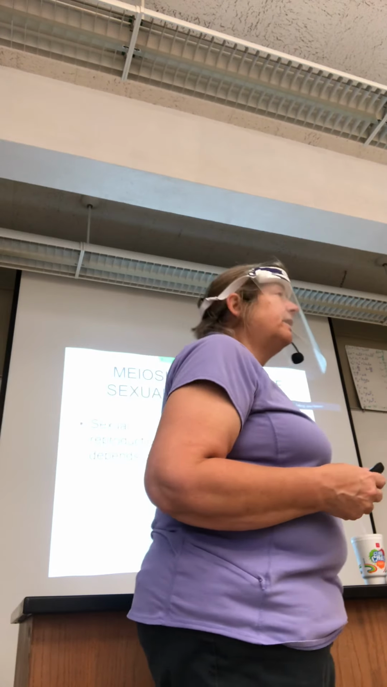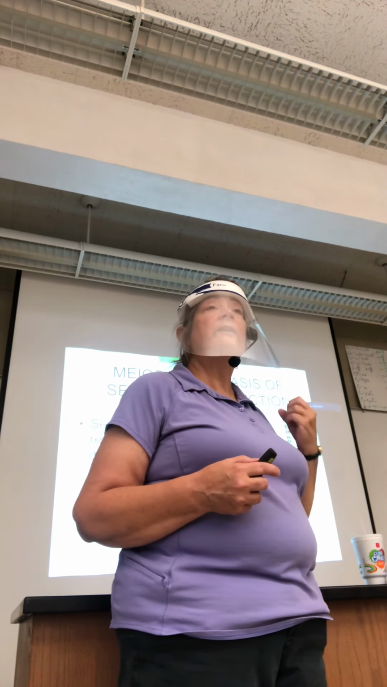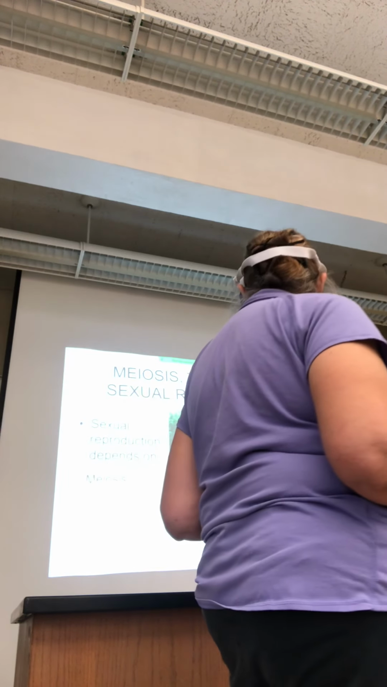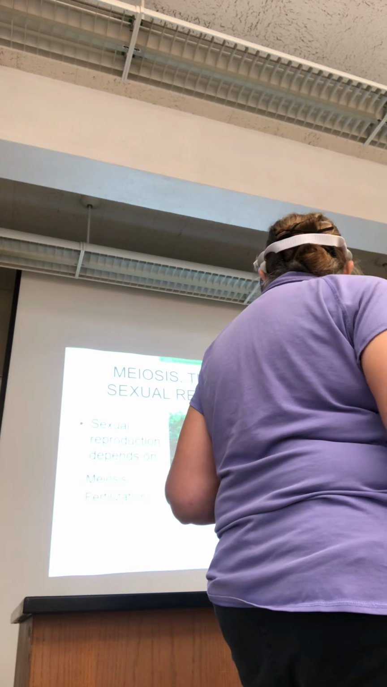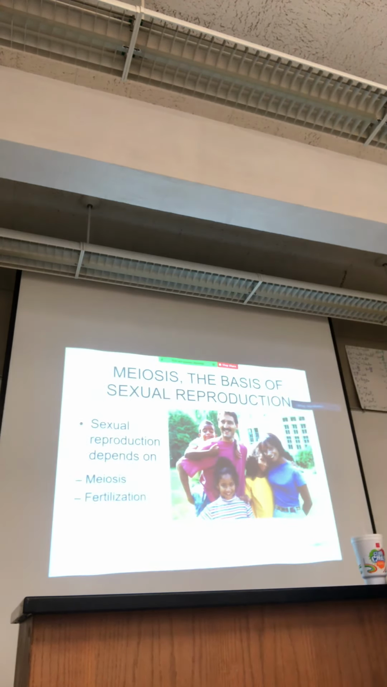So most of our cells have 46 chromosomes. Our sex cells only have 23 chromosomes, our sperm or egg, whichever we produce. So sexual reproduction depends on both the process of meiosis and the process of fertilization, because it is the process of fertilization that brings back together two sets of 23 chromosomes to give the next generation 46 chromosomes.